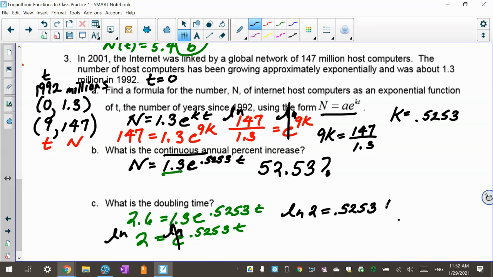So I have the natural log of 2 equals 0.5253 t, and then divide by that. So t is going to equal the natural log of 2 over 0.5253, and that comes out to be 1.31 years, which is short if it's growing that fast.